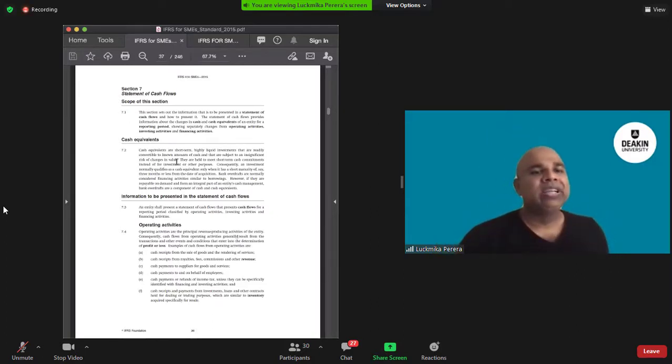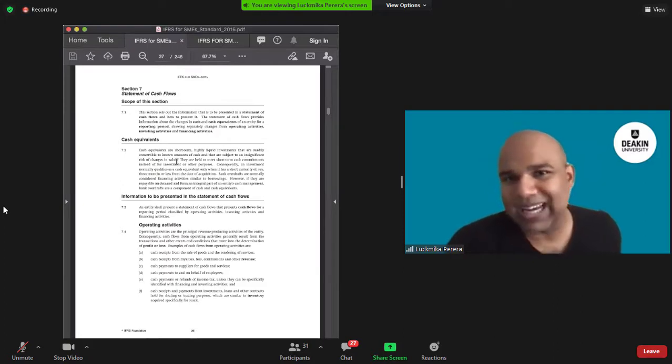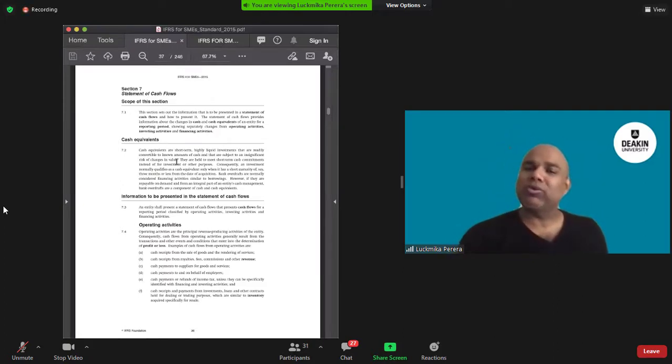Okay. Cash equivalents. Cash equivalents are short-term, highly liquid investments that are readily convertible to known amounts of cash. For example, gold, platinum would be something that you can directly convert into cash quickly. Okay. Inventory would be another one. Okay. That you can convert very quickly. So all these things are what we call cash equivalents.